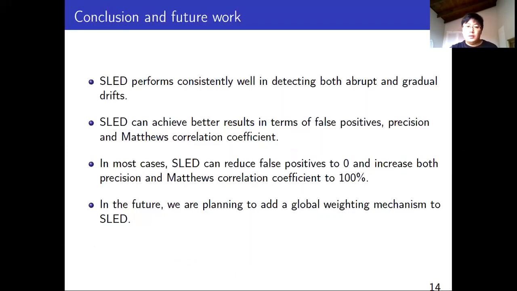Based on these experimental results, we can draw the following conclusions. SLED performs consistently well in detecting both abrupt and gradual drifts. In particular, SLED can achieve better results in terms of false positives, precision, and Matthews correlation coefficient. And in most cases, SLED can reduce false positives even to 0 and increase both precision and the Matthews correlation coefficient to 100%.